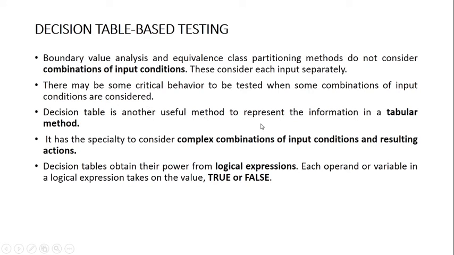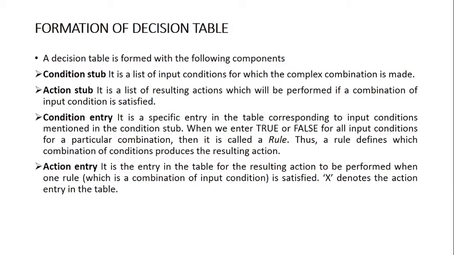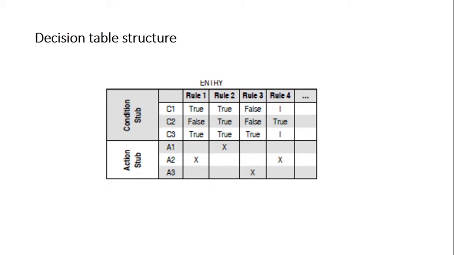Now it is another method to represent the information in a tabular form. First of all, it has the speciality to consider complex combinations of input conditions and resulting actions. And basically it has the power of logical expressions where we are going to use the concepts of true and false. So how do we make actually a decision table? The decision table consists of 4 components. Let's take an example from here.